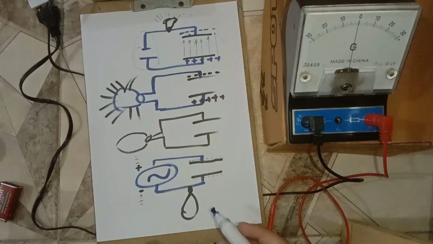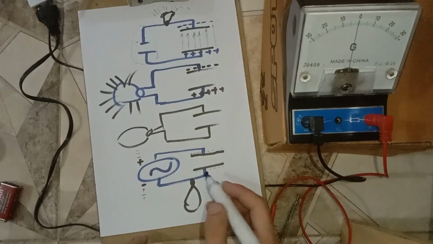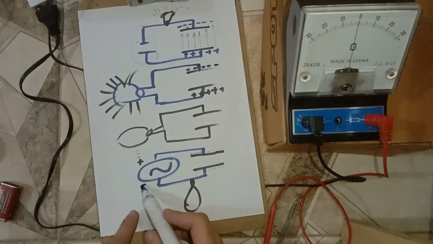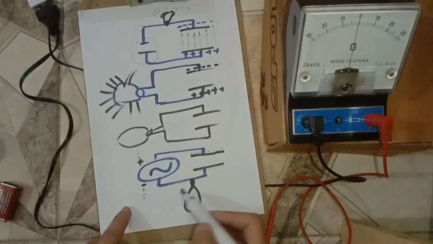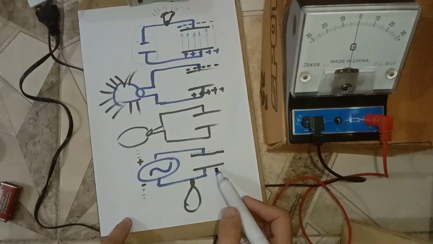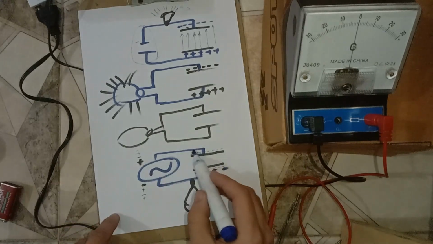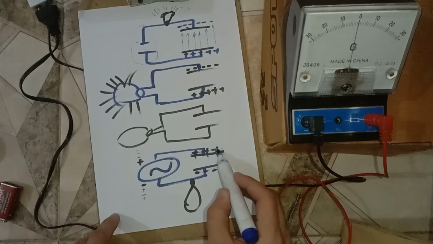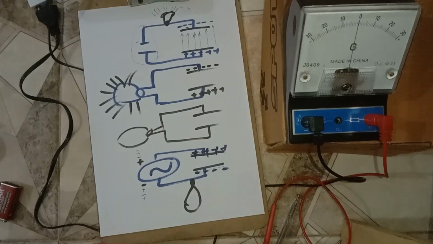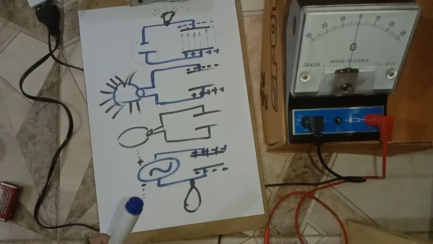So in that case, this side for that small interval will be negative, and that negative charge will flow here, and this side will become positive.